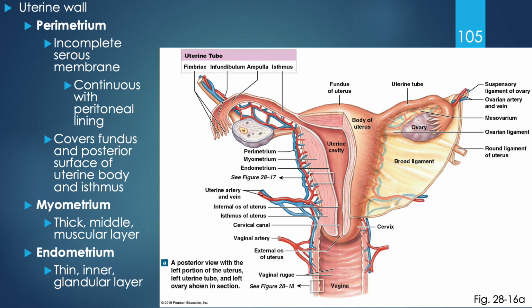The myometrium is the muscular layer, so myo meaning muscle, so it is the thickest component of the uterine wall. And then the endometrium is probably the most relevant in our lives because endometrium is both where a fertilized egg would implant, as well as the lining which sheds monthly as part of a monthly cycle. So the inner endometrium is very thin and it's a glandular layer.